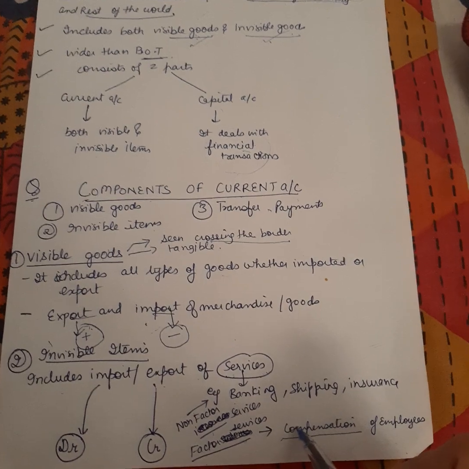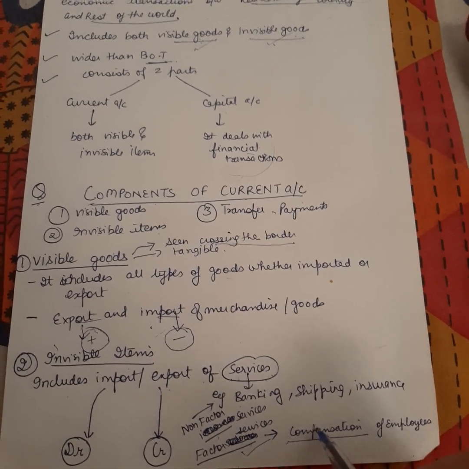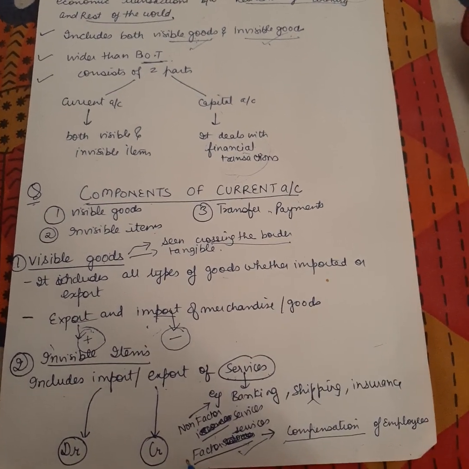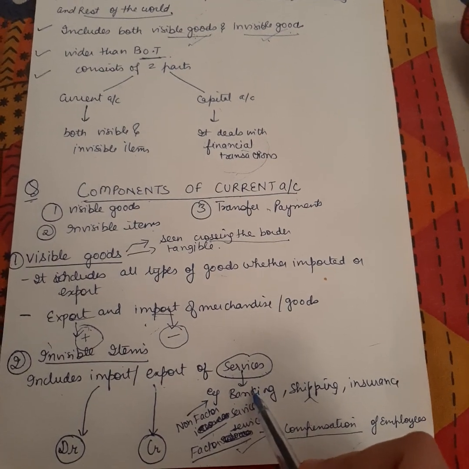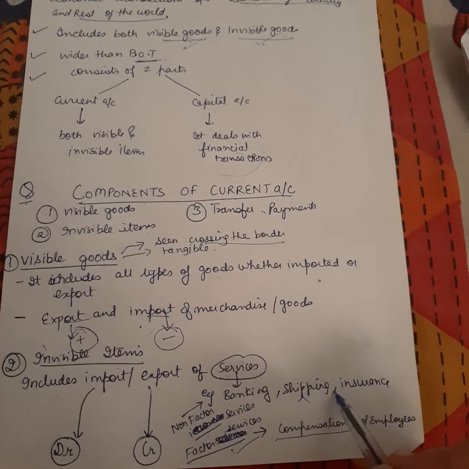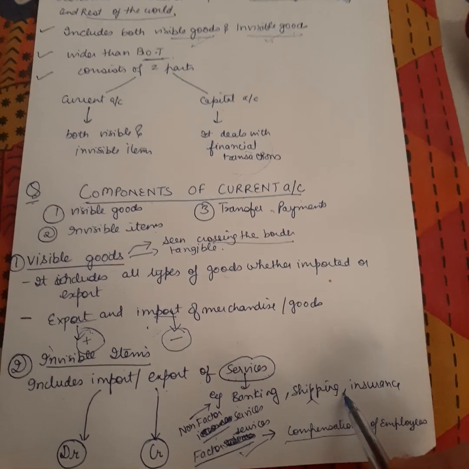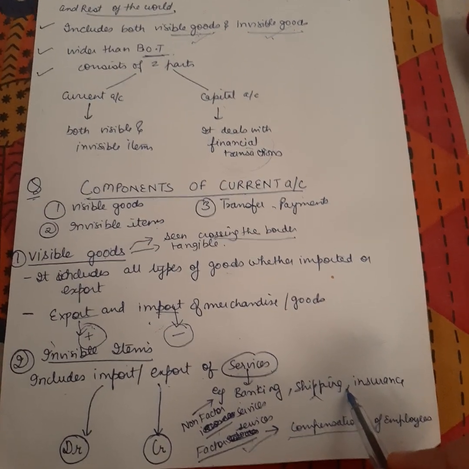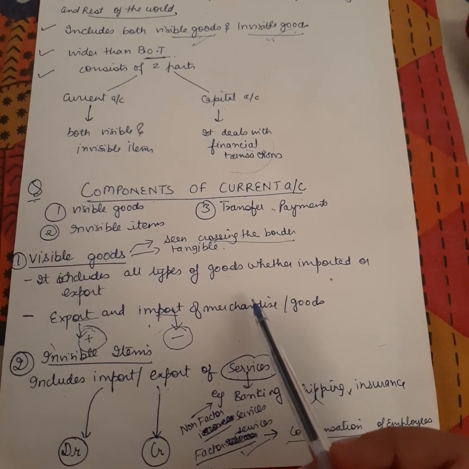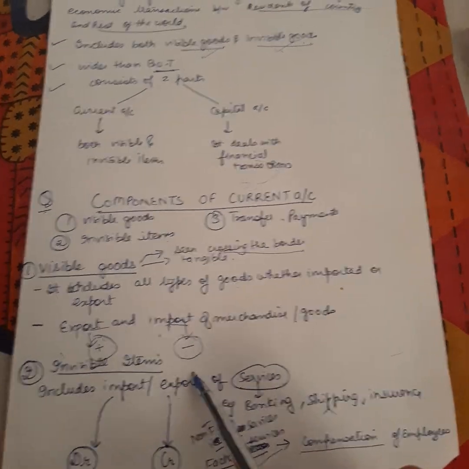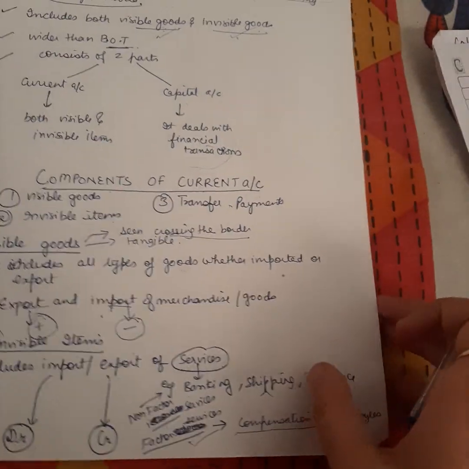And any services other than the factor services are non-factor services. Like banking, shipping, insurance, they are non-factor services. Done. So we have completed visible goods and invisible items. Moving on to the next one.